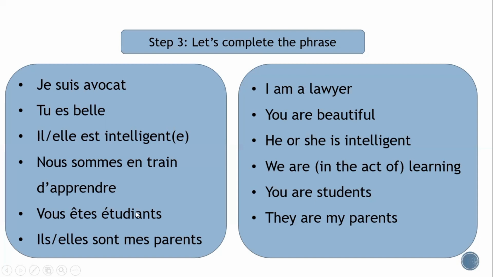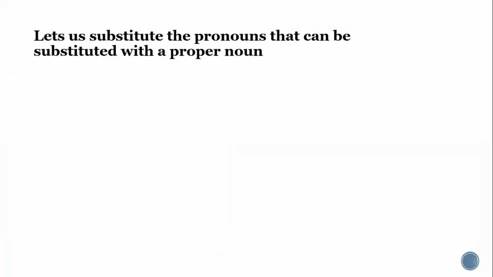So the next one is vous êtes étudiante, which is you are a student, and the you are means two or more people. So you guys are students. Vous êtes étudiant, you are students. You can make it a question instead. Then we have the last one, which is ils sont mes parents, which is they are my parents. Perfect.